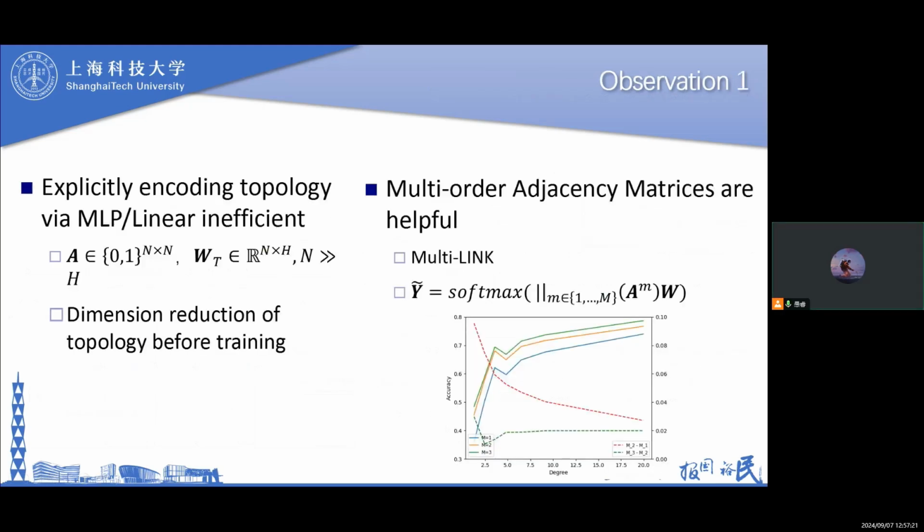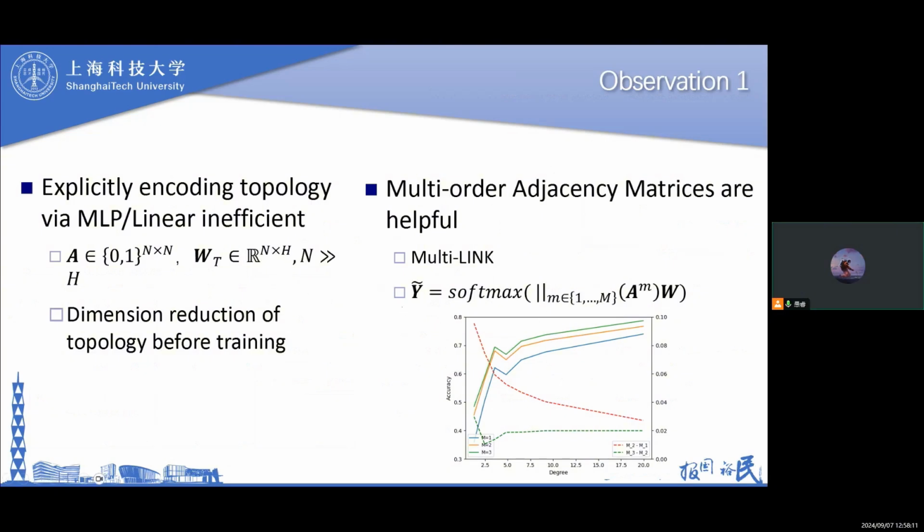But directly using adjacency vectors as GNN input results in large model computation costs and is difficult to optimize. If we explicitly encode topology via MLP or linear layer, the parameters to be learned will be very large. The direct idea is to reduce the topology dimension before training. Another observation is that the multi-order adjacency matrix A^M can be helpful to node classification on heterophilic graphs. As shown in the right figure, we concatenate the multiple adjacency matrices as the input of a linear layer here.